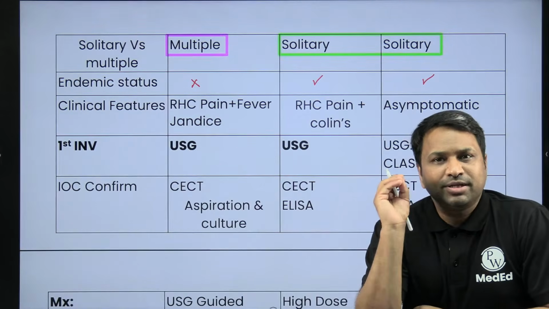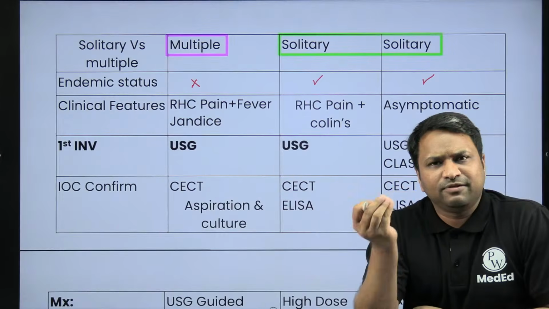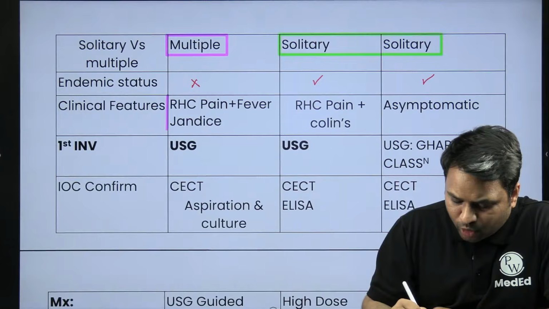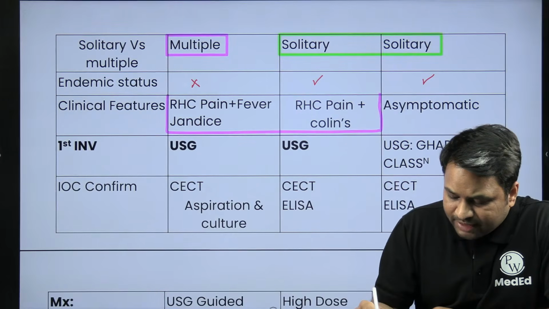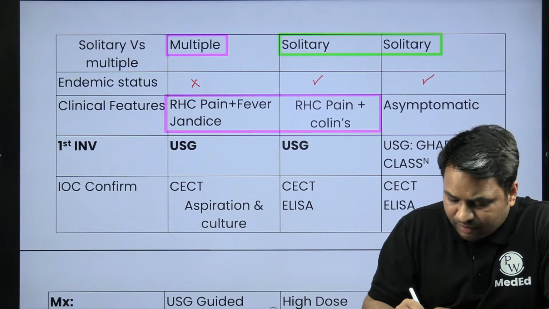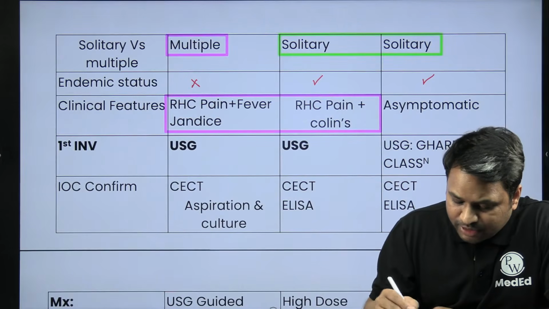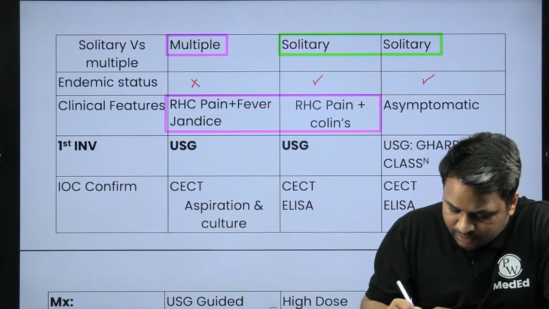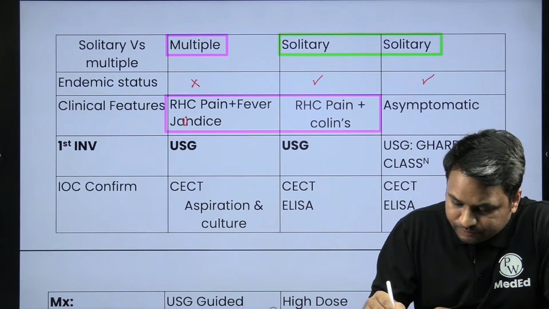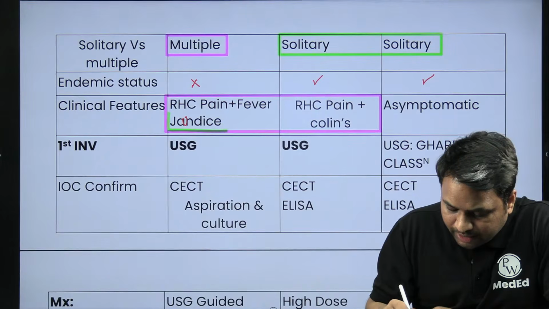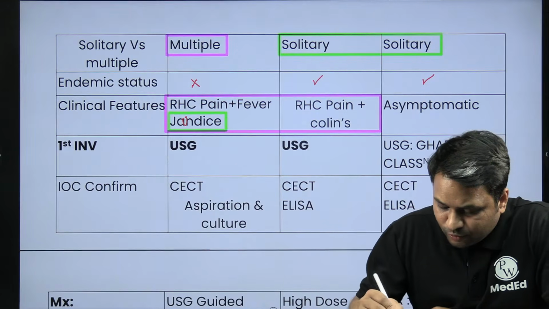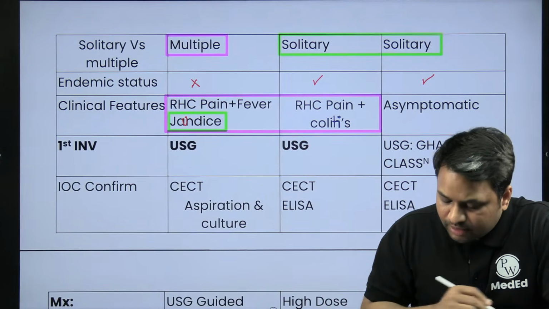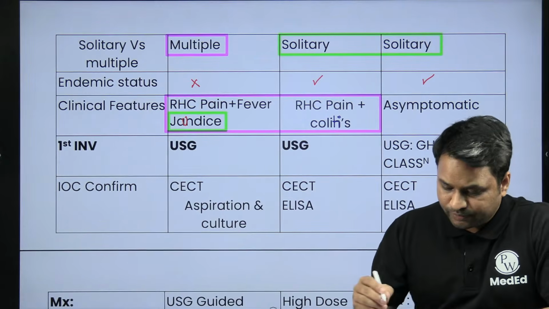Both amoebic and pyogenic liver abscess will have hepatitis, that is, inflammation of the liver will be present. So they'll have similar features, hence there'll be right hypochondriac pain and fever. The only thing that differentiates pyogenic from amoebic liver abscess is that in pyogenic liver abscess there will be a history of jaundice, and in amoebic liver abscess there will be a history of colitis.